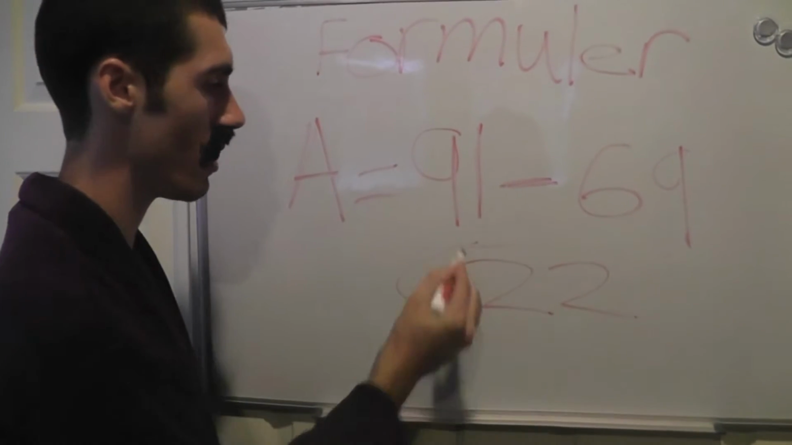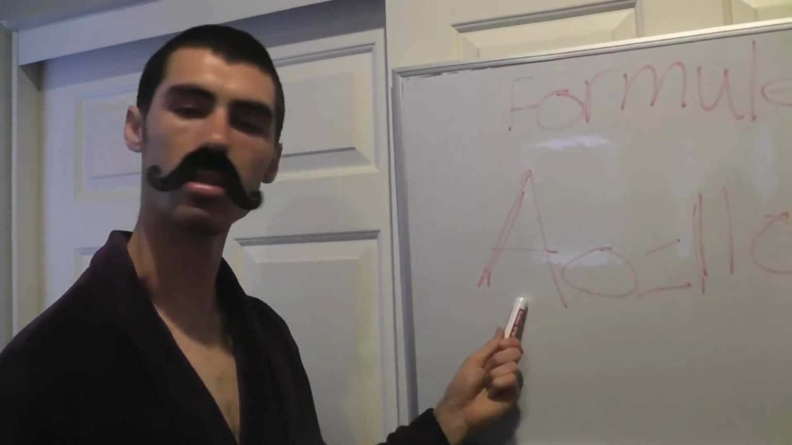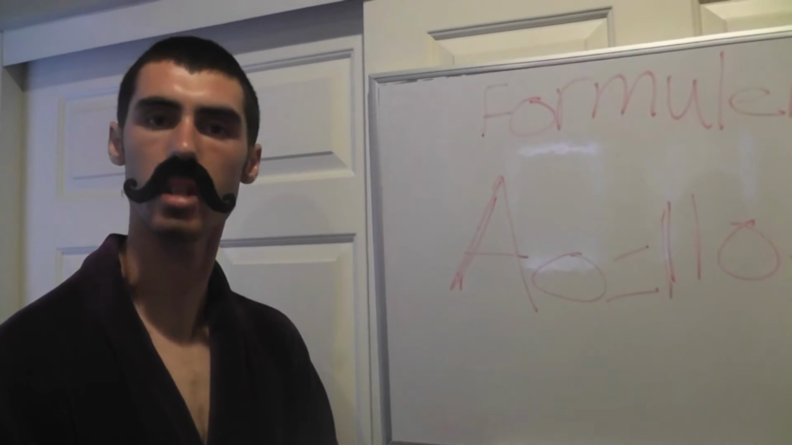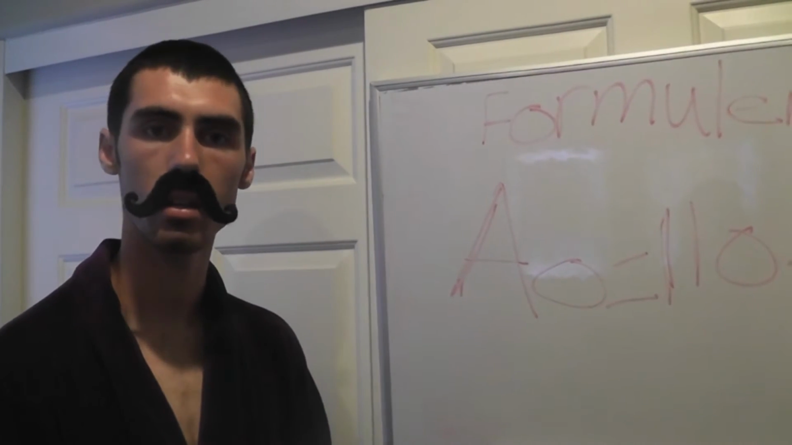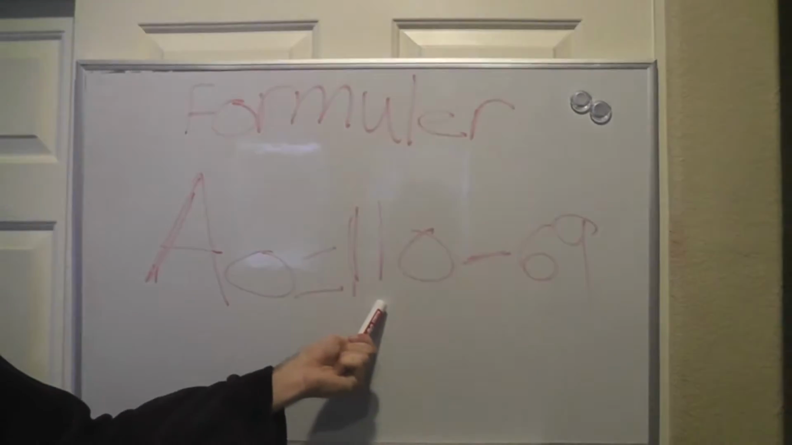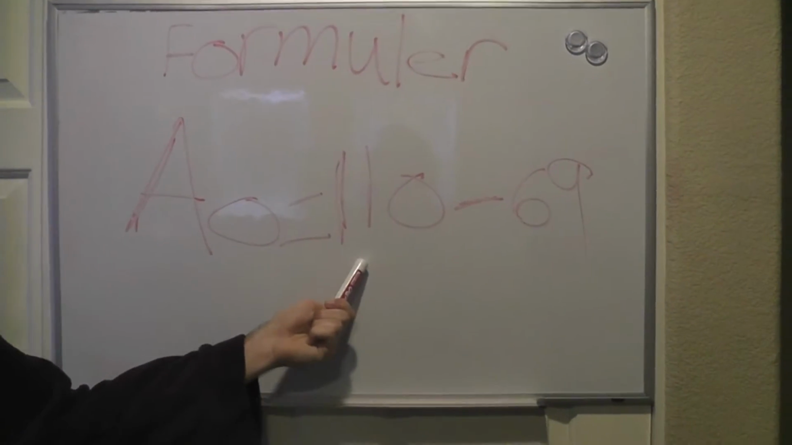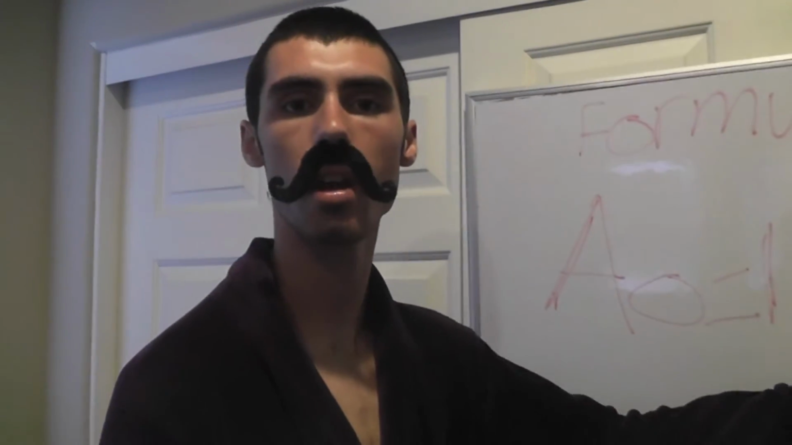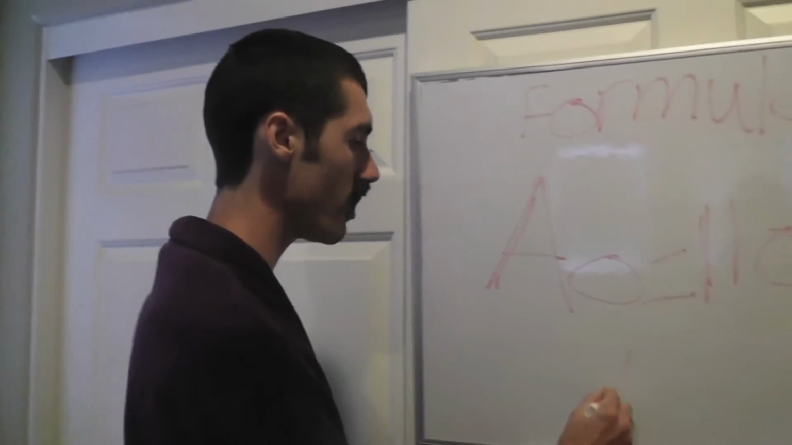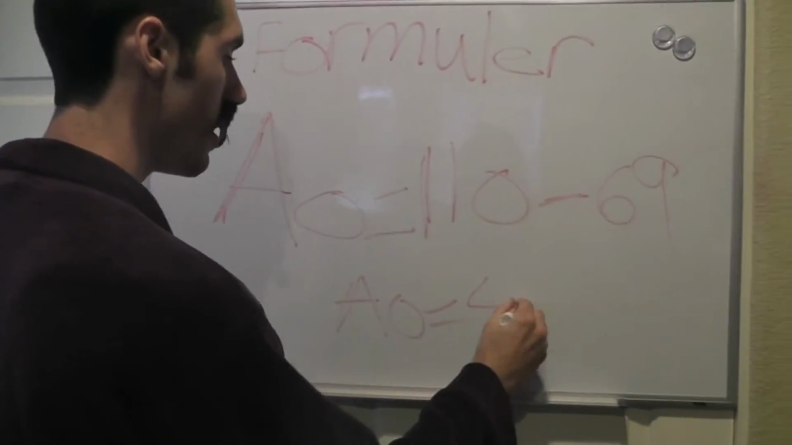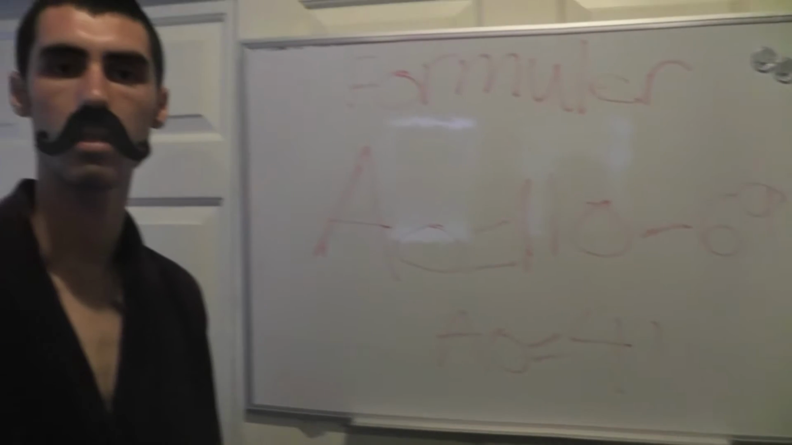That is A. Now let's do A sub 0. A sub 0 is the initial difference in temperature of my tea. Meaning, I started out with 110 degrees Fahrenheit tea. So I must subtract that by the outside temperature, which is 69 degrees. Therefore, A sub 0 in this equation is 41 degrees Fahrenheit.